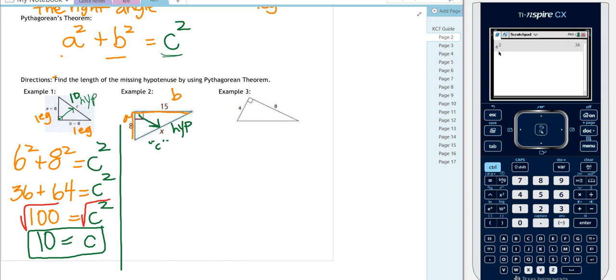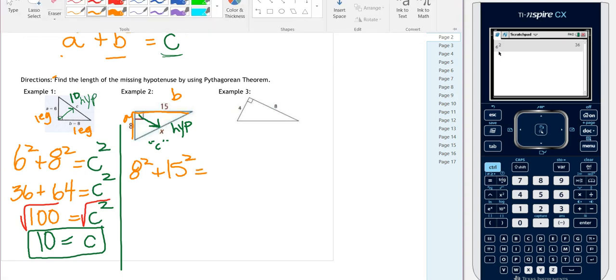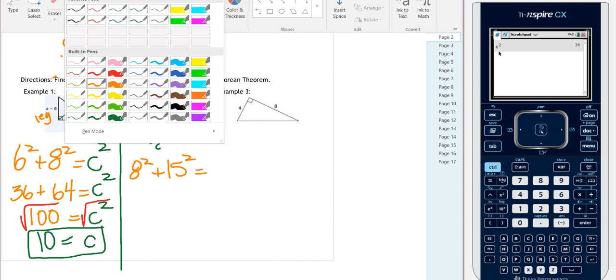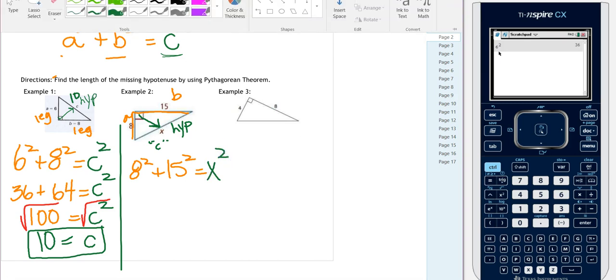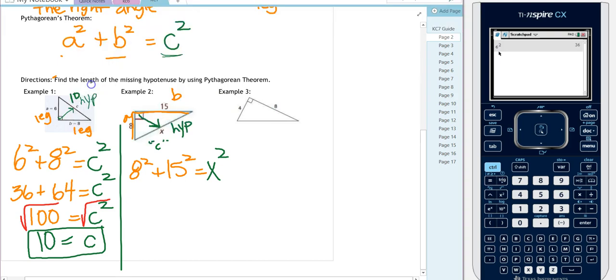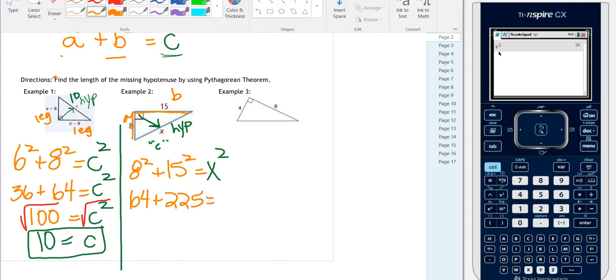So now let's go ahead and square that. It's always a squared plus b squared equals c squared. So a squared would be 8 squared, and b squared would be 15 squared. This is going to equal c squared, which is what I'm trying to solve for. But since I have an x here, instead of using c, I'm going to use x squared. Simplify this out: 8 squared is 64, 15 squared is 225, still equal to x squared.